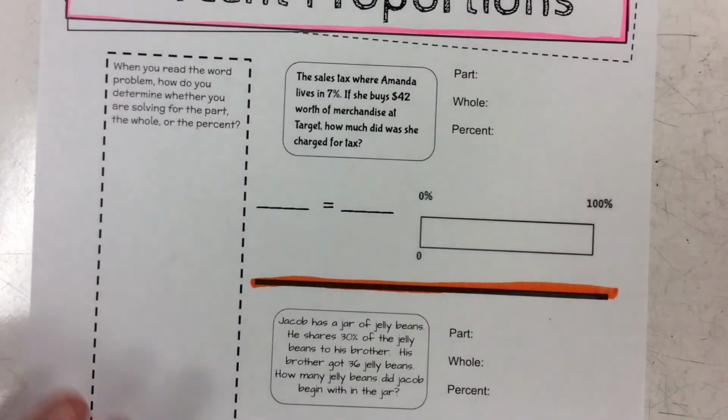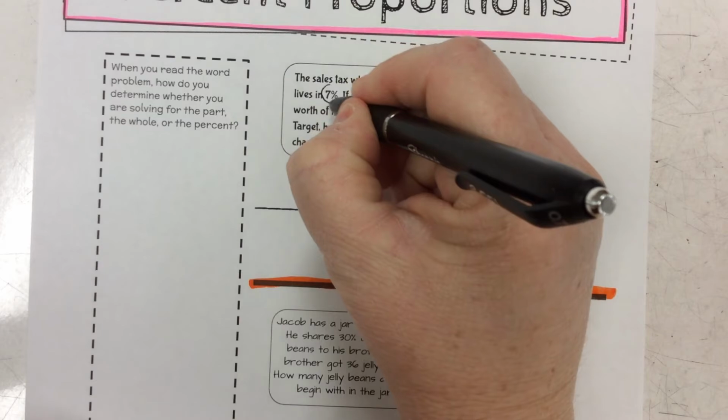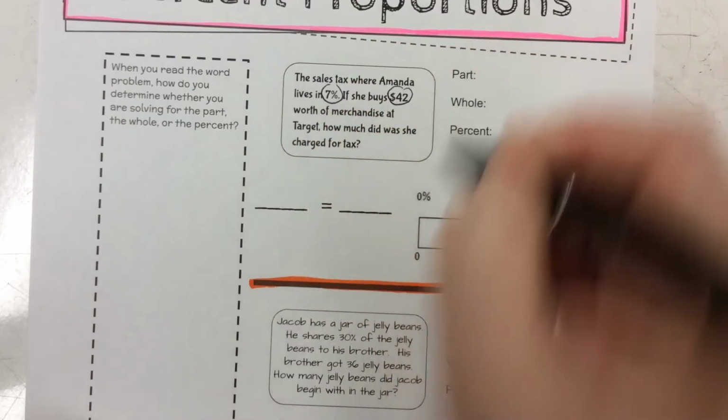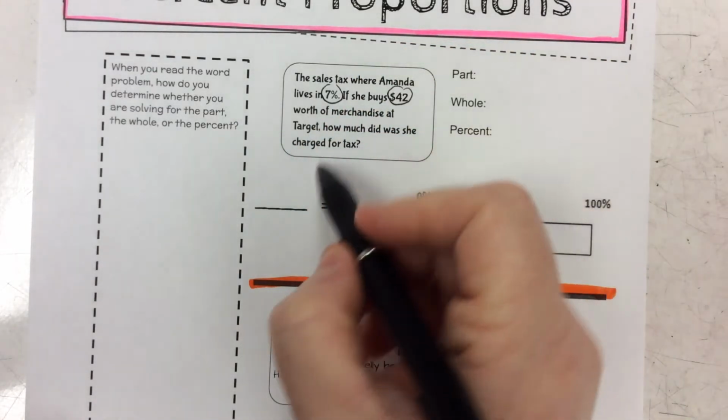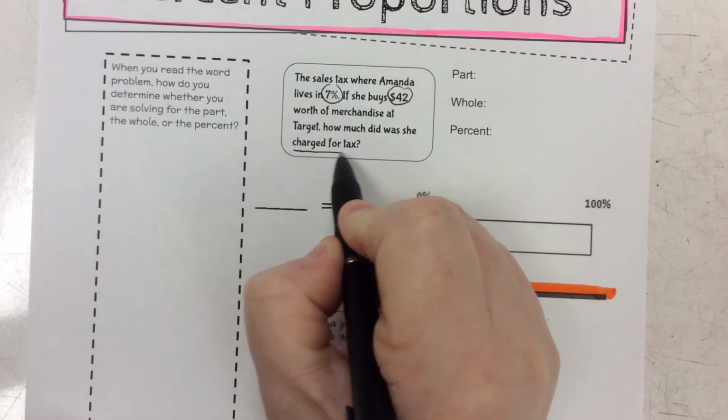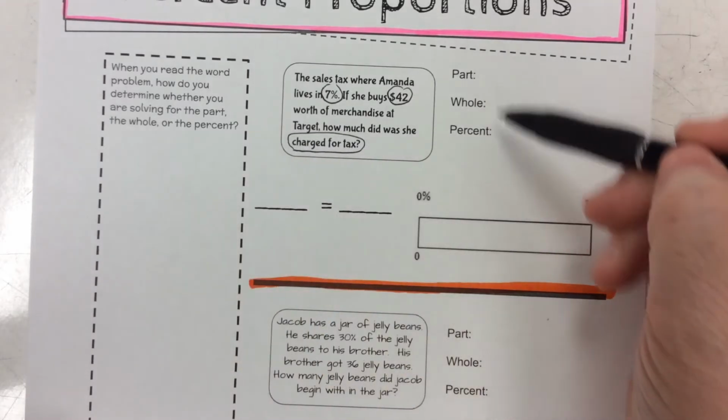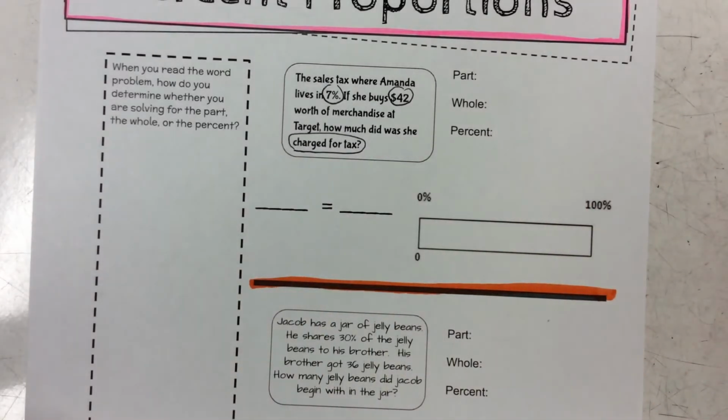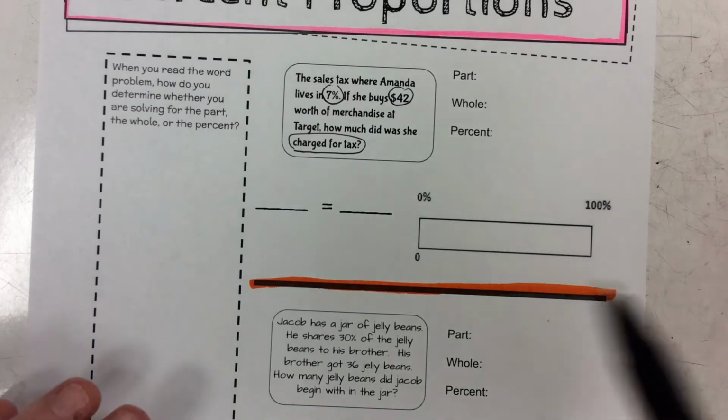All right. The sales tax where Amanda lives is 7%. If she buys $42 worth of merchandise at Target, how much was she charged for tax? So the numbers I'm looking at here are 7 and 42. Okay? And then the question is, how much was she charged for tax? So one of my numbers over here is going to represent the tax, and one number is going to represent her whole cost, what she's purchasing, okay?